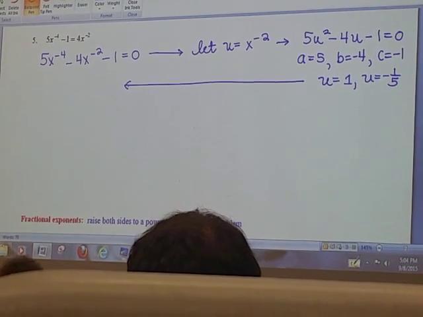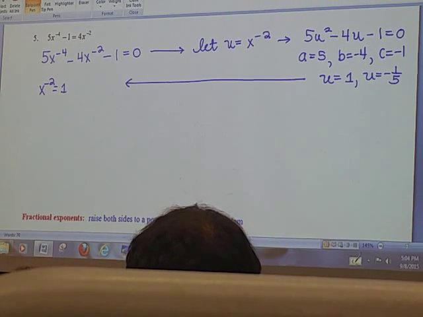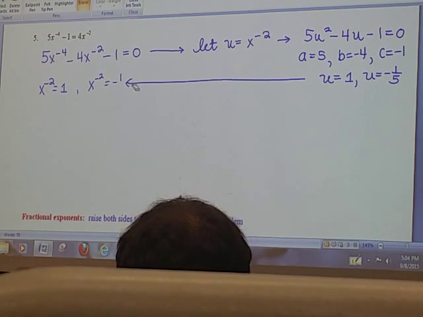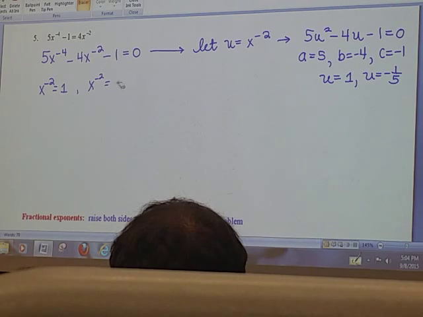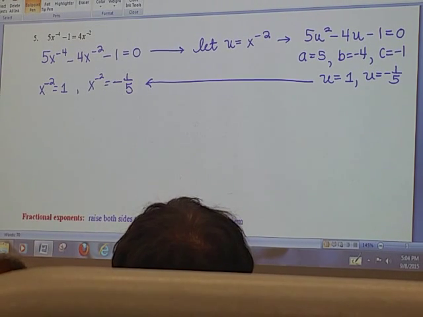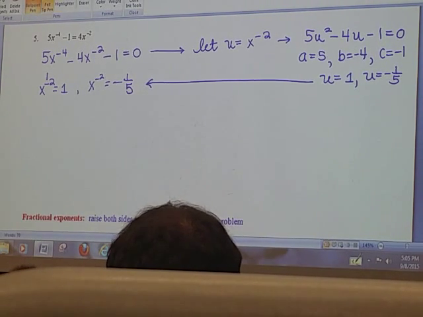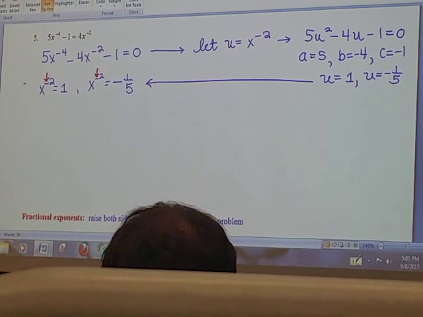So what I really have is what's in the middle, which is x to the negative 2. So x to the negative 2 equals 1, or x to the negative 2 equals minus a fifth. So now I have two things going on. They're squares and they're negatives. I'm going to get rid of the negative first, by flipping this over. So first I get my positive exponents.